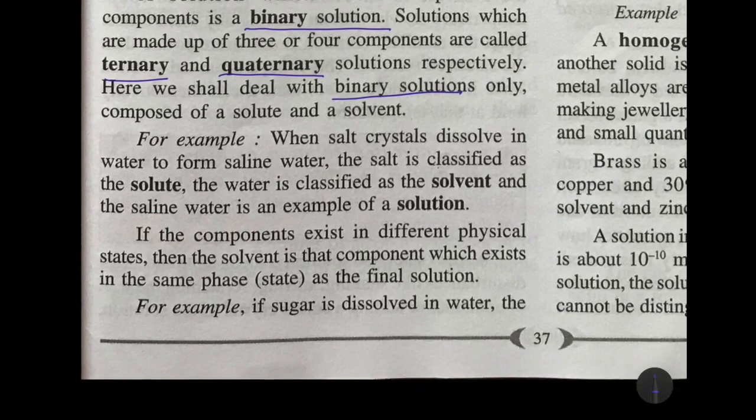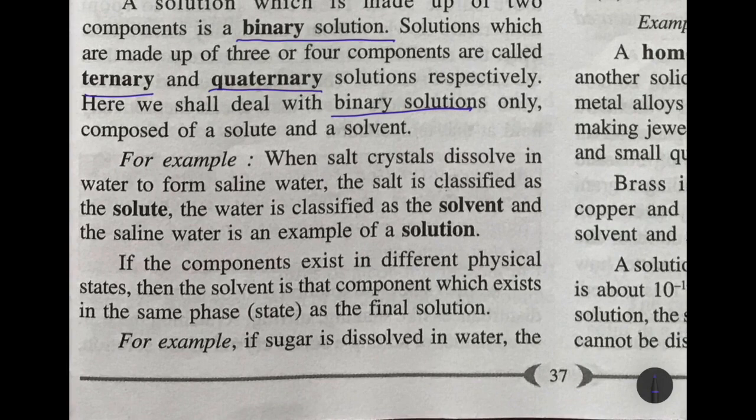Okay, for example, we take some salt crystals. Now remember children, in chemistry when we talk about salts, we are not talking only about the common salt. It can be anything. It can be copper sulfate, it can be sodium chloride. Okay, so there are so many different types of salts. Okay, so when salt crystals dissolve in water to form saline water, the salt is the solute, the solid. The water in which the salt dissolves is the solvent, and the saline water, that is salty water, is the solution.